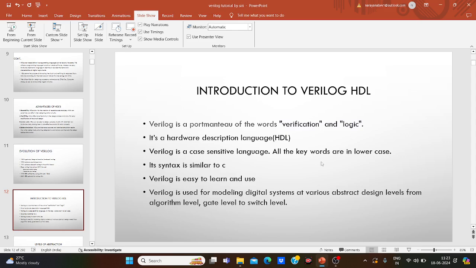And by using Verilog, we will be modeling digital systems. We will be using various abstraction levels in Verilog, like gate level, switch level, behavioral level and so on. We'll be seeing that in the next sessions. So this is about what is HDL, what is Verilog, and what the advantages of Verilog are, right?